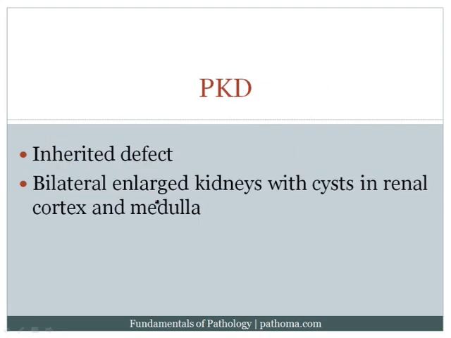The next of the cystic diseases of the kidney is polycystic kidney disease, also known as PKD. This is an inherited defect, and it always results in bilateral enlargement of the kidneys. The reason that the kidneys are enlarged is that the patients get cysts in both the renal cortex and the medulla, and that's important to note. Again, inherited defect, bilateral, with cysts in the renal cortex and the medulla.